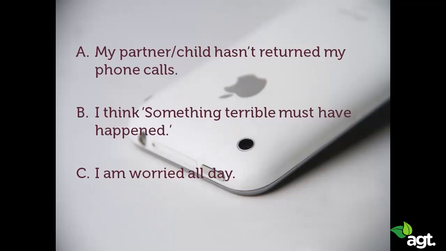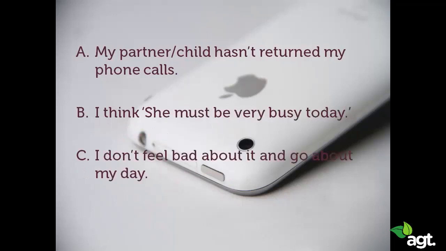This is the adversity. As a result, I form a certain belief about it. In this case, I think something terrible must have happened. And the consequence is that I'm worried all day, feeling anxious that something might have happened because they're not returning my phone calls.